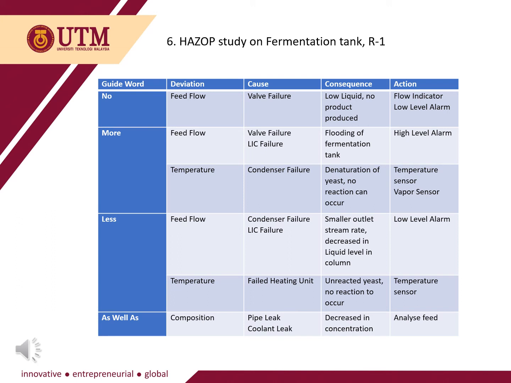But what if there's more feed flow? There will be flooding of the fermentation tank due to valve failure and LC failure. A high level alarm will alert us about it. What about less feed flow due to condenser failure or LC failure? A low level alarm will alert us if there's a smaller outlet stream rate or decrease in liquid level in the column.